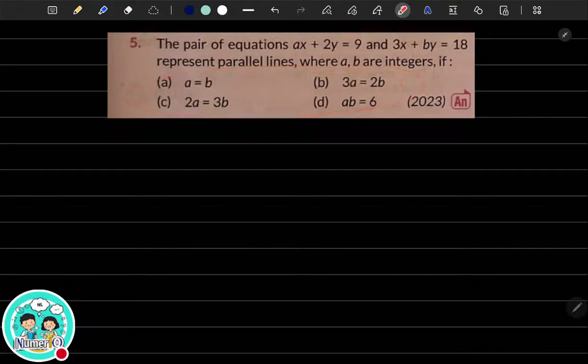Can you do it? Is this the same question that we did earlier? Okay, let me also do it and see if I am getting it.